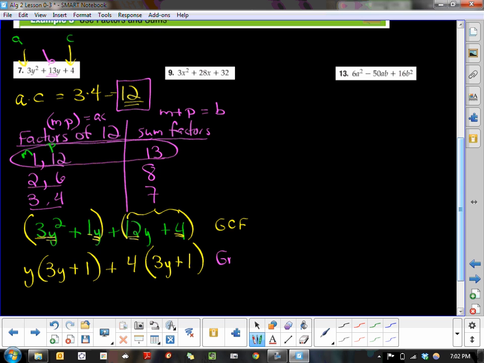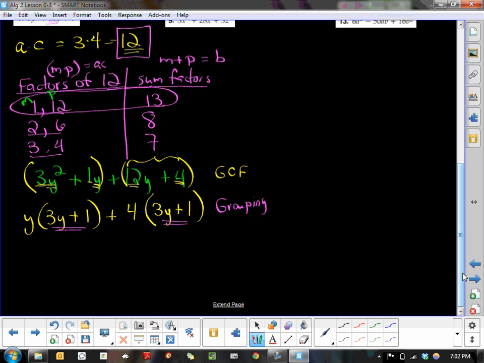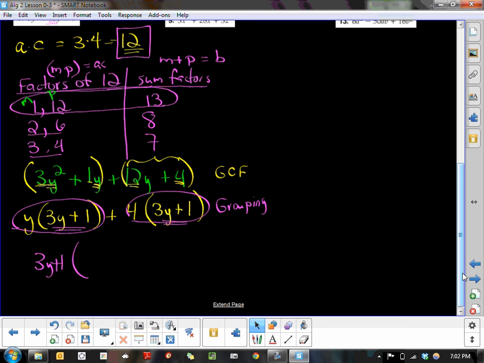So here's our grouping idea. We can factor out a 3y plus 1 out of both of those expressions. We can factor a 3y plus 1 out of this term and out of this term. Now remember, when you factor, you're really dividing by the term that you pull out. So we pull out a 3y plus 1. We're going to divide this expression by 3y plus 1. We're going to divide this expression by 3y plus 1.